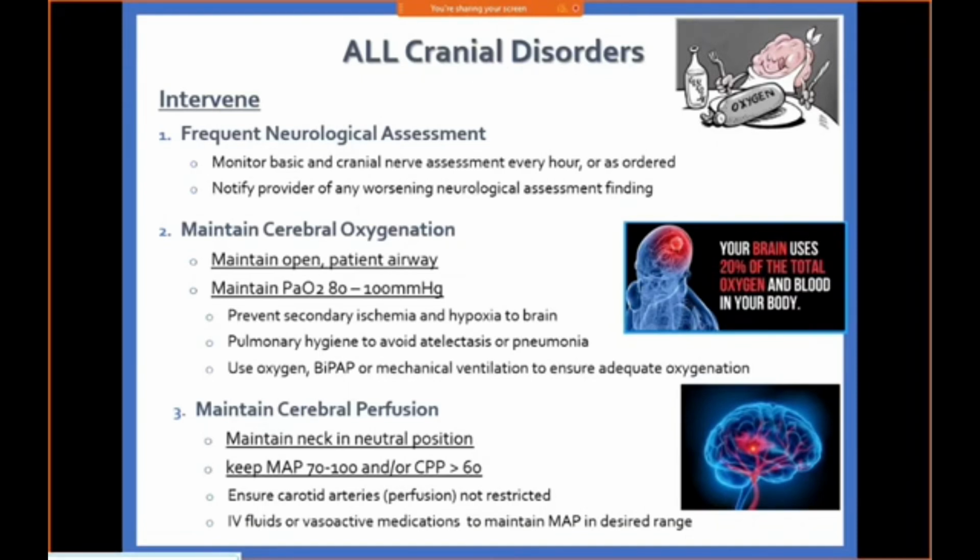Does that make sense? So make sure your neck is in neutral position, not because they have an injury in their neck, but because we want that blood flow unrestricted. Maintain cerebral perfusion, keep your MAP up, and keep your neck straight. Neuro patients always have their neck flopped to one side, so you always see people have pillows and towels and things rolled up and stuffed up next to the neck to keep the neck in that neutral position so we don't restrict blood flow.